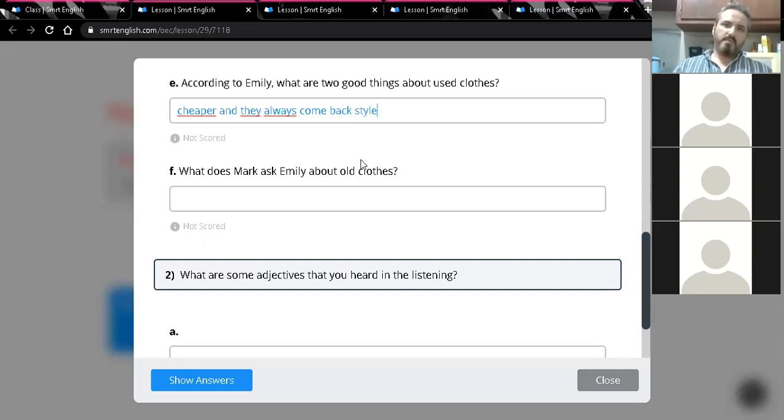Or what do you think? Yes, it is, right? The other day we were talking that the early 2000s style is coming back. Okay. What does Mark ask Emily about old clothes?